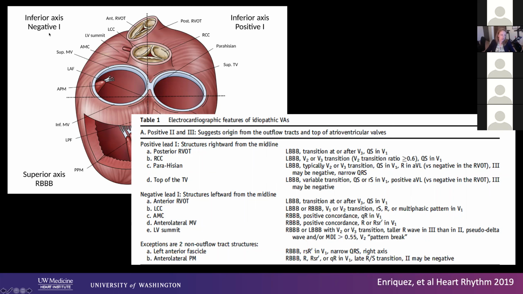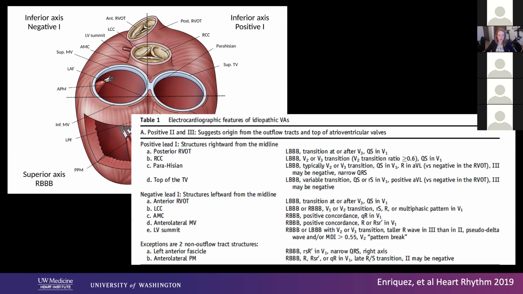So not necessarily aVL, but lead 1 itself. And that really delineates, are you going to be on the left side or the right side of midline? That doesn't mean you're going to be in a left-sided or right-sided structure. So it's really important to recognize that the right ventricular outflow tract crosses over midline, right? Your arms are crossing over when you're mimicking those outflow tracts.